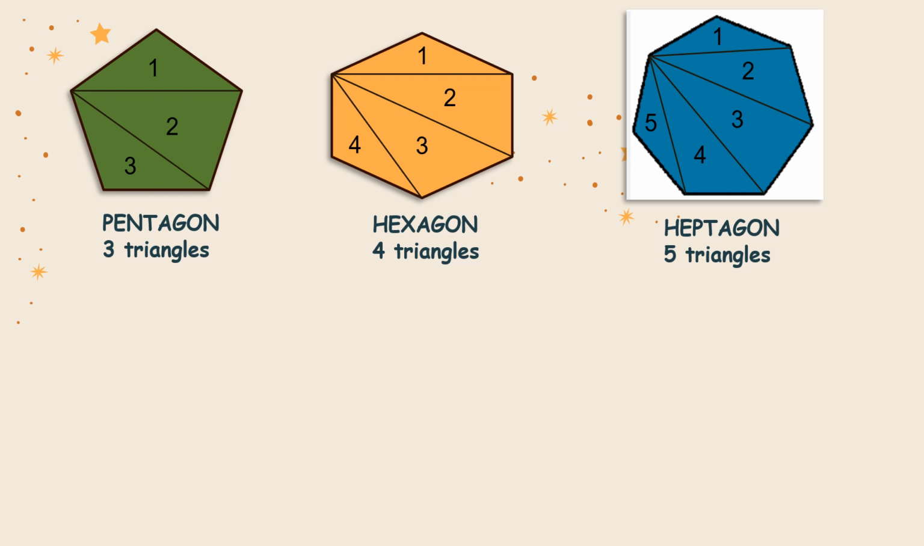Yes, we were talking about the lines inside the polygon, right? So let's go to the first one. What are these lines representing inside the polygons? Yes, they are representing triangles. So basically in a polygon, through these lines joining from one vertex to another vertex, we can form triangles. In case of a pentagon, how many triangles have I formed? 3. Hexagon, 4. And heptagon, 5.